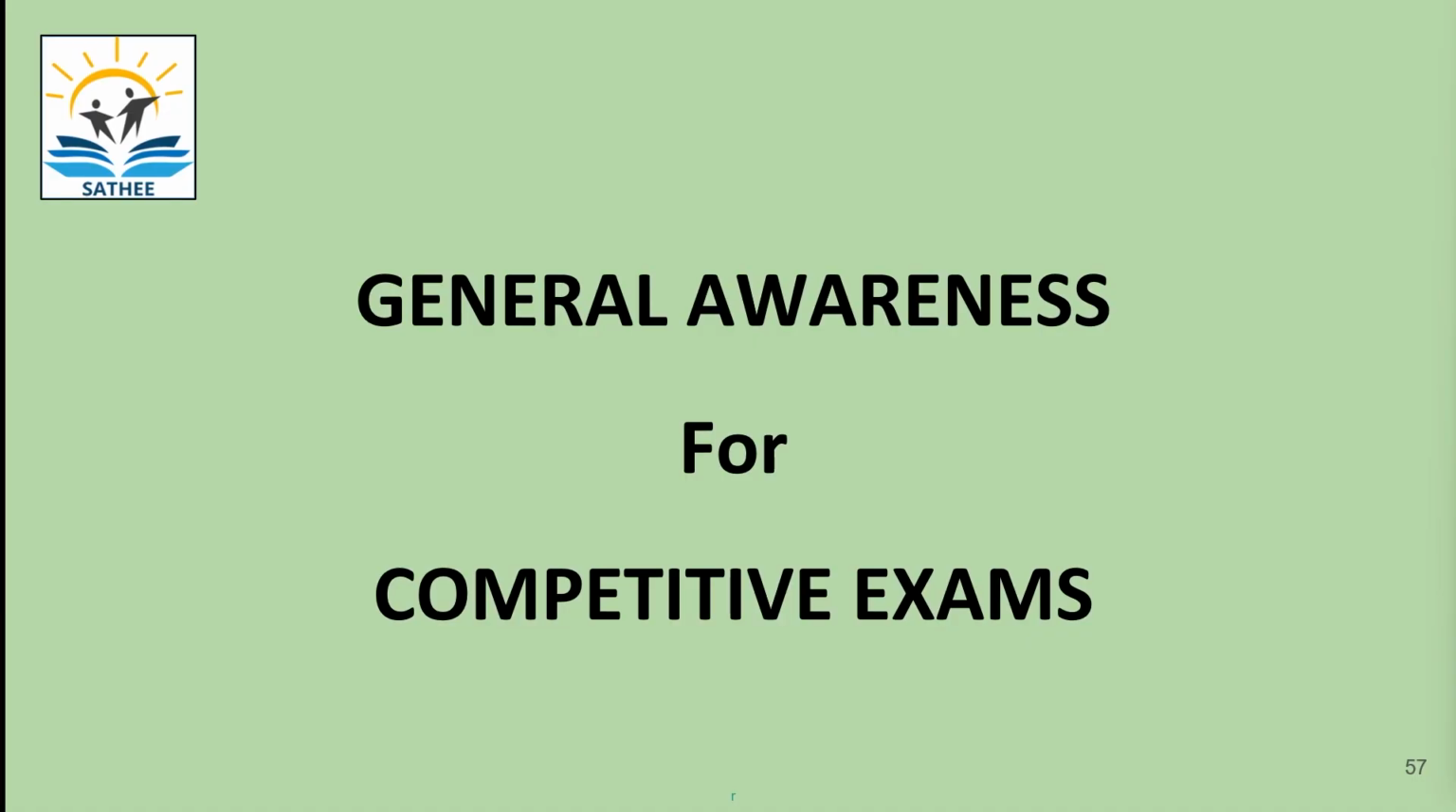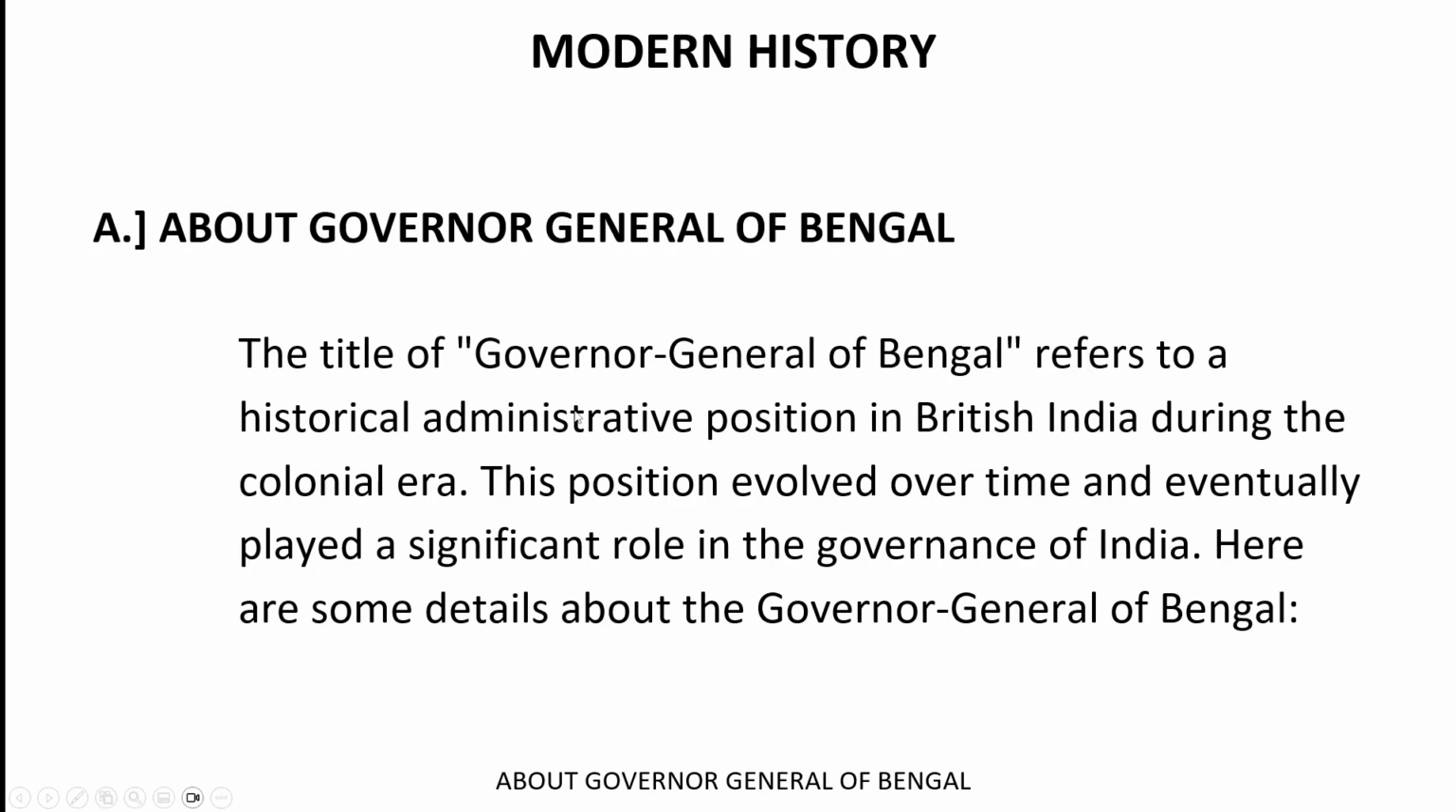So in this lecture, we are going to start the modern history part of static GK. Basically, we are required to cover the Governor Generals of Bengal, thereafter the Governor General of India, thereafter the Viceroy of India. What was the difference between them and also how they started. Thereafter, we will have a look at the various newspapers and magazines and some events which were held during the modern time period of Indian history.